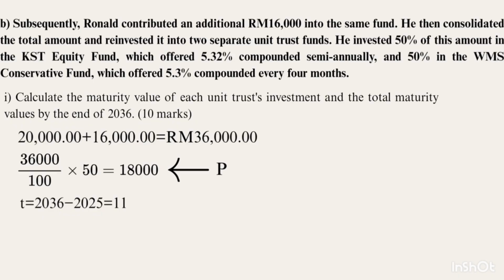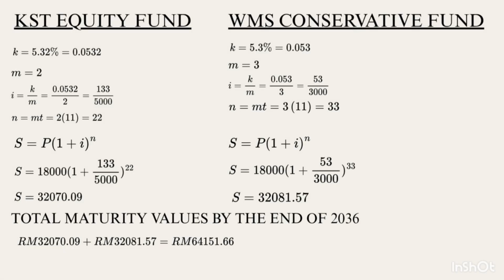And the question says the total maturity value by the end of 2036. That would be 11 years. 2025 to 2036 will take 11 years. So the T would be 11. So from this, we know that the K for the KST equity fund is 5.32%, which is also 0.0532. The M is 2, and the N would be 2 multiplied by 11, which is 22.